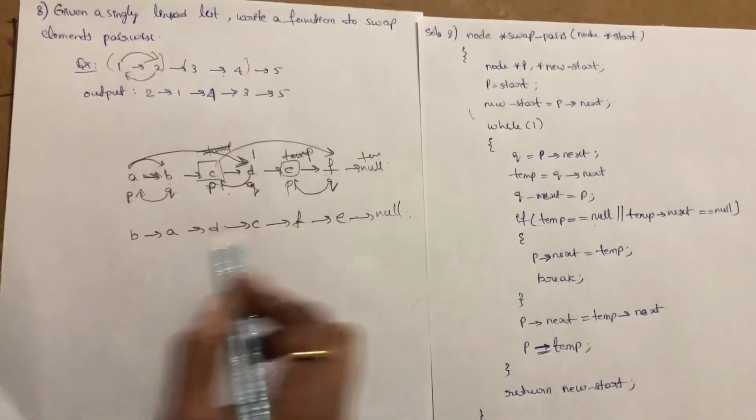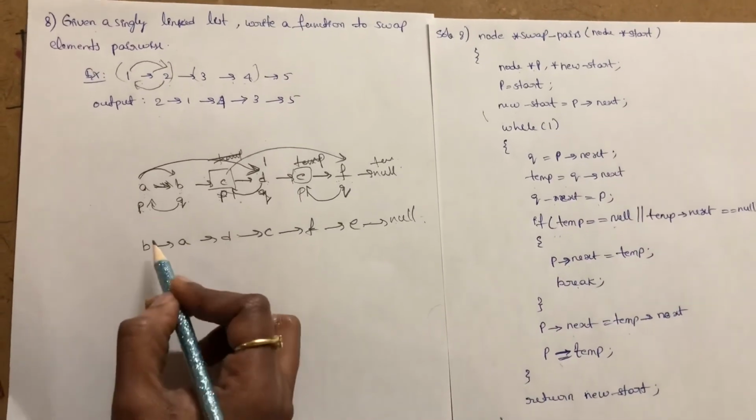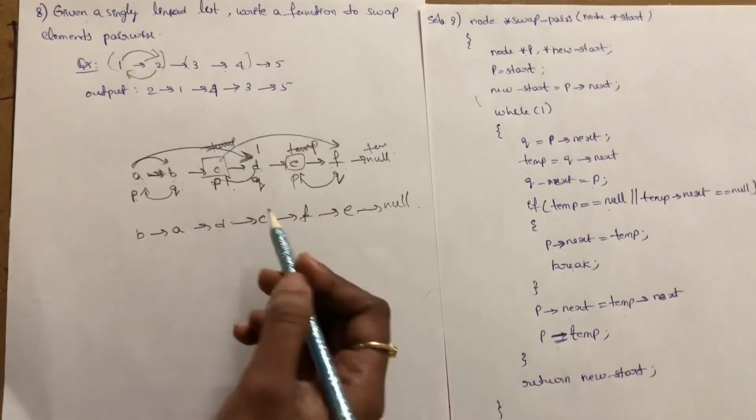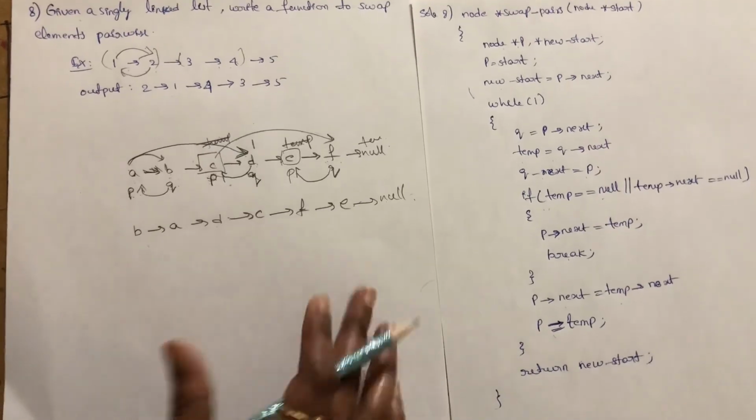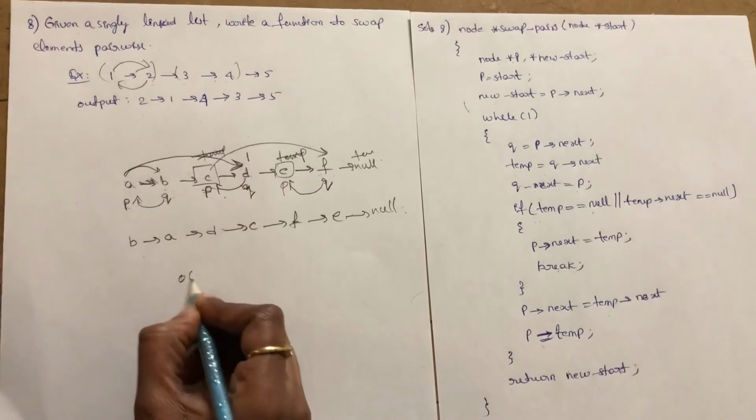So by the end of this function, we get our elements swapped pairwise in the given linked list. So this is my approach for this one. The time complexity is order of n.